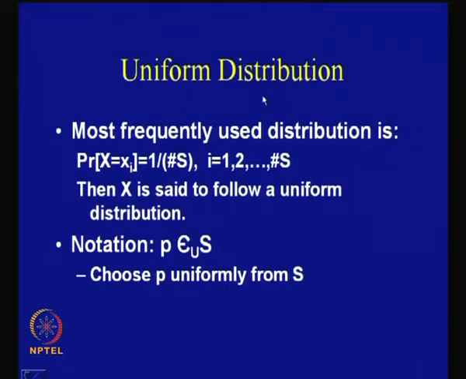One of the very frequently used distributions is called the uniform distribution. In this case all the values x1 till x hash s are equally probable. The random variable X can take x1 or x2 or x3 or x hash s with the same probability, which is 1 divided by hash s. X is said to follow a uniform distribution, and it is often denoted like this: P chosen uniformly from S, meaning choose P uniformly from S. This is a very common and useful notation.